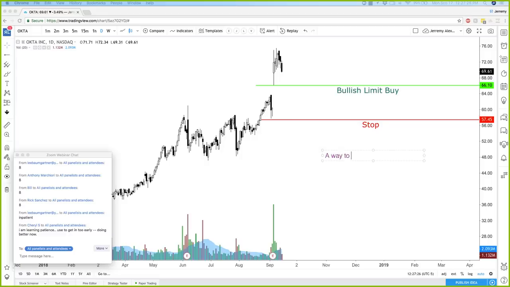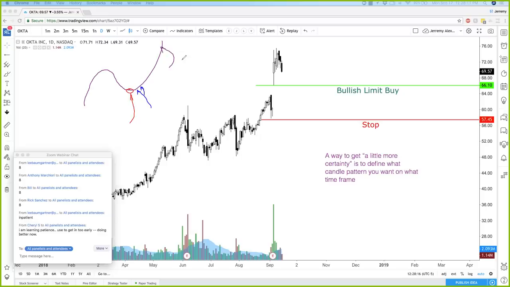So a way to get a little more certainty is to define what pattern you want on what time frame. When I say pattern, I do mean candle pattern. So a way to get a little more certainty is to define what candle pattern you want on a particular time frame. Because myself and many other phenomenal traders, you're very, again, rarely going to get in the exact bottom. So it's very rare to catch this exact low. You might do it if you have a wick or something, or you're in just that right time or the right place. But most of us will probably get in here or here. But you certainly should not be getting in up here. That's a no-no. Right, that's what most traders did right here, and then they got hosed. Right, they waited for this S curve to come in, and then they got wrecked.